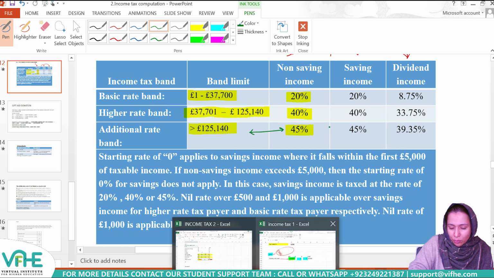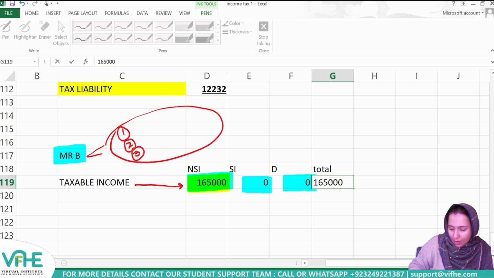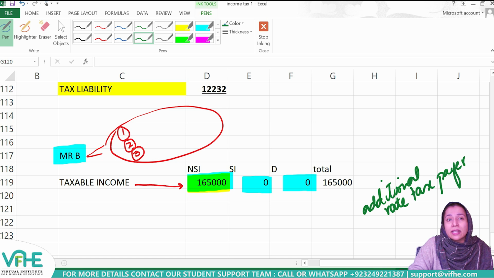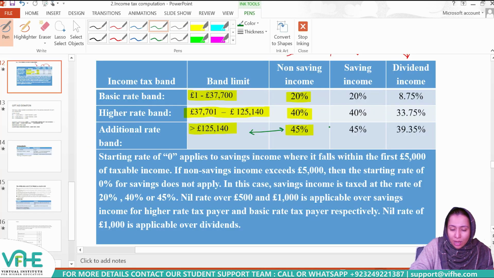So I shall call this person an additional rate taxpayer. If in a question it is asked what the taxpayer status is, you will simply say that he is an additional rate taxpayer because he will have to eventually move to the additional rate as well. By the way, there is no limit to the additional rate. Whensoever your income is found to be greater than £125,140, from this point till infinity, you will be applying an additional rate.